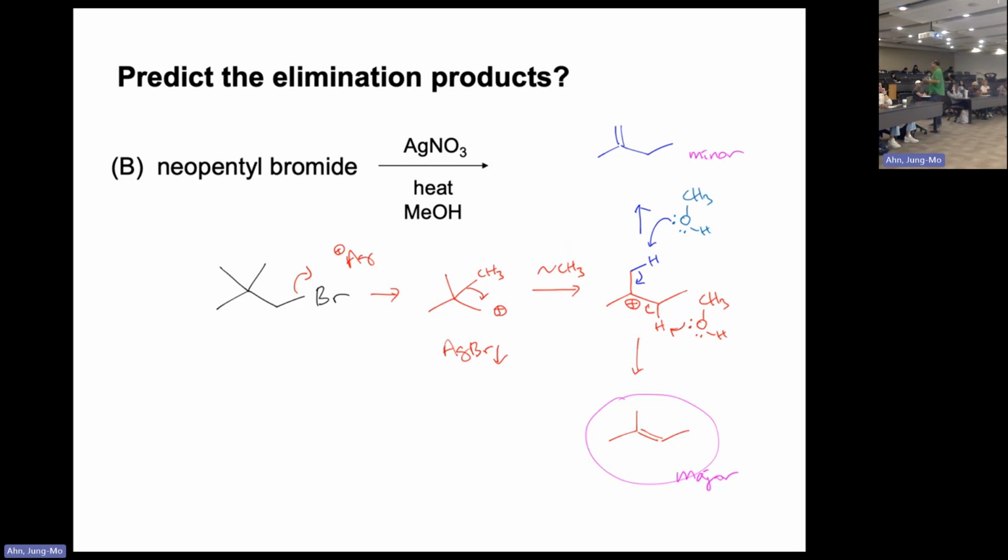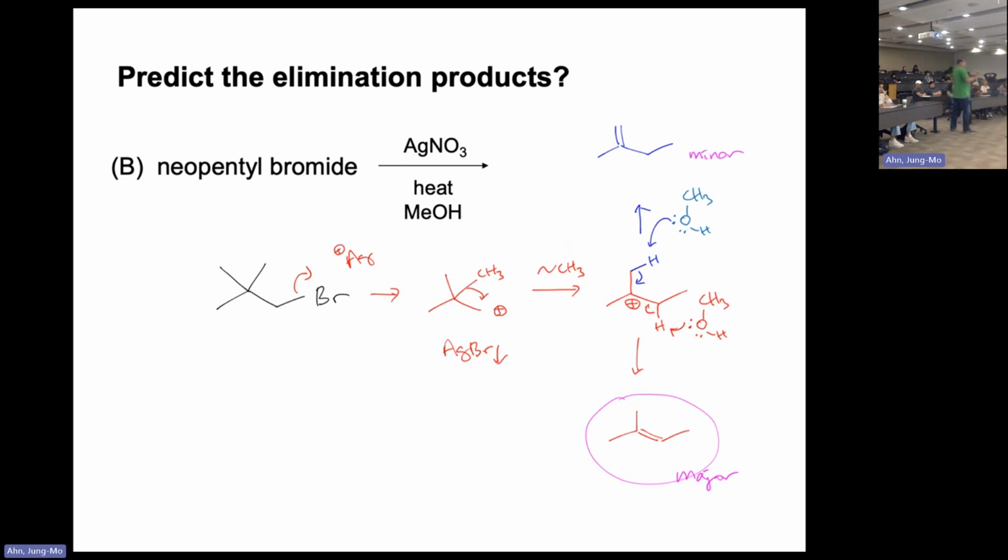If I didn't say give me the products, then you should also consider substitution product. Substitution can happen with this, substitution can happen with that. But between these two, I think these will be more stable carbocation. The substitution product with that will form more of the substitution product compared to the other one. Sure.